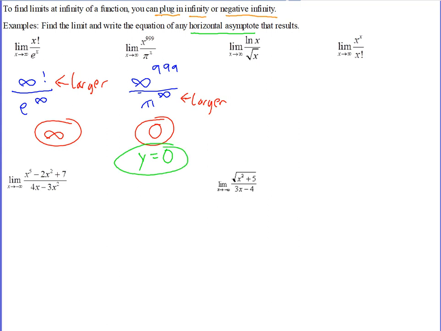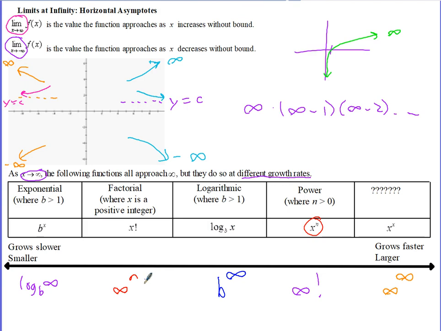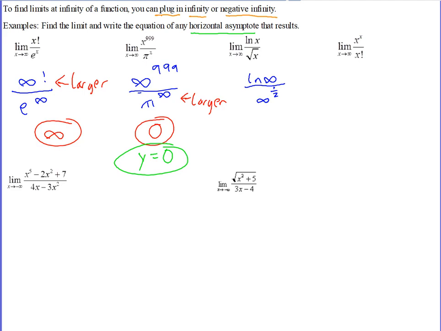Then the next one, if we substitute infinity in, we get the natural log of infinity over the square root of infinity, which is the same as infinity to the 1/2. So remember, power functions like this, infinity to some power, in this case the 1/2, grow faster than logarithmic ones. So this one's larger. Again, we get 0, and again, we have a horizontal asymptote at y equals 0.